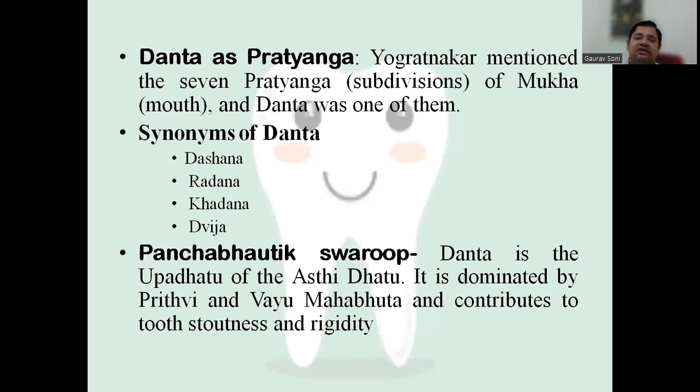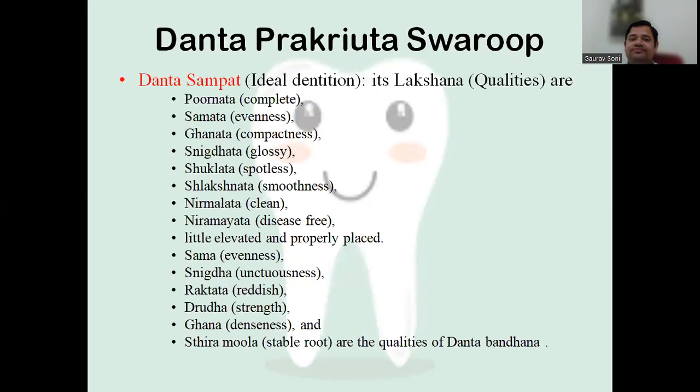Then Danta as a Pratyanga, the author Ratnakar has mentioned seven Pratyanga of Mukha. Among them, one of them is Danta also. There are some synonyms given like Dasana, Radana, Khadana, Dwija. These are some synonyms. Panchabhautik Swarup, as already we talked, Danta is the Upadhatu, of Asthi Dhatu. It is dominated by Prithvi and Vayu Mahabhuta and contributes to the stoutness and rigidity.